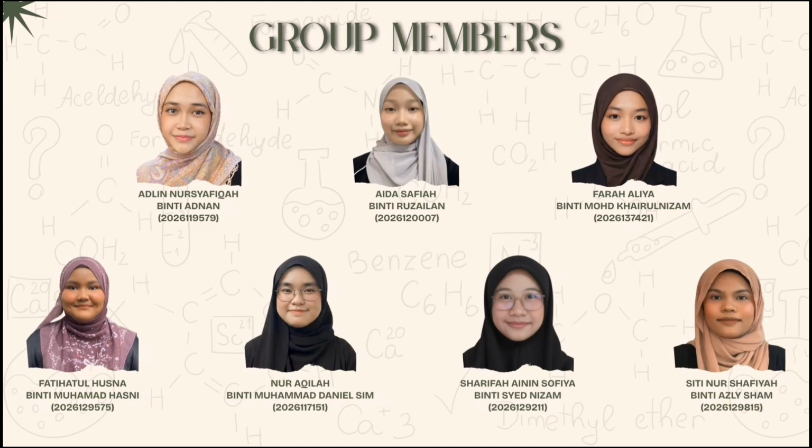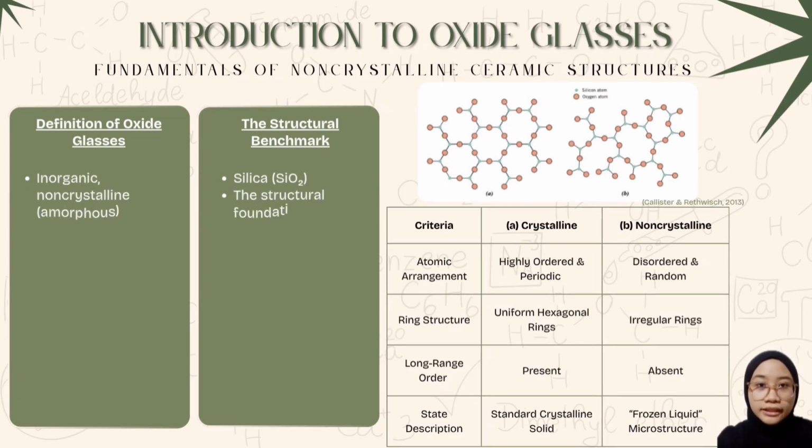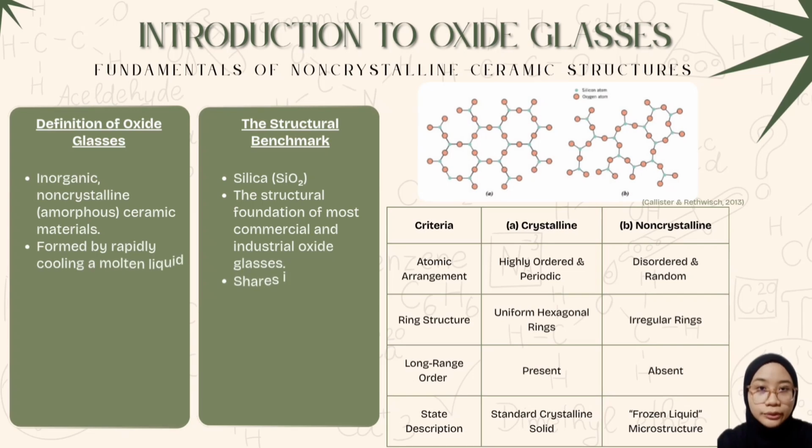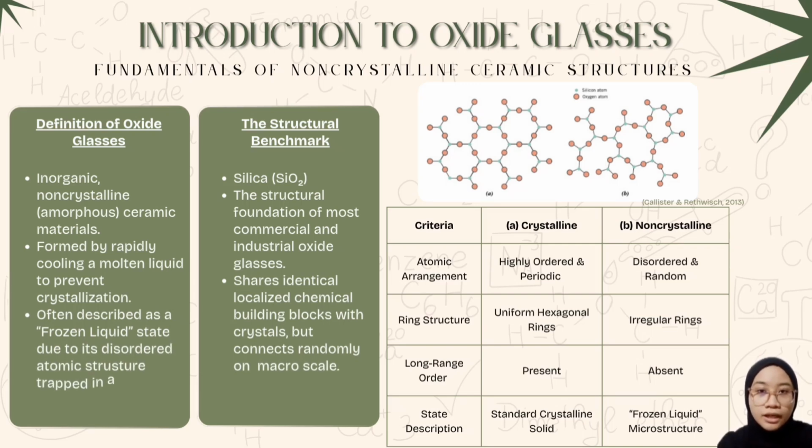Now, let's move into the technical definition of oxide classes. To understand oxide classes, we must first define them. They are inorganic non-crystalline ceramic materials formed by rapidly cooling a molten liquid to prevent crystallization. This creates a frozen liquid state where the disordered atomic structure of a liquid is trapped in a rigid solid form. Our primary structural benchmark is silica.